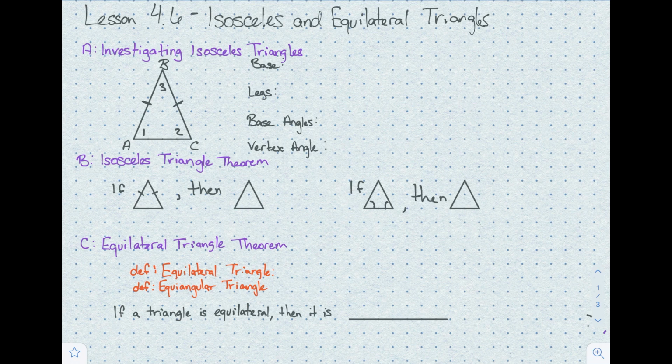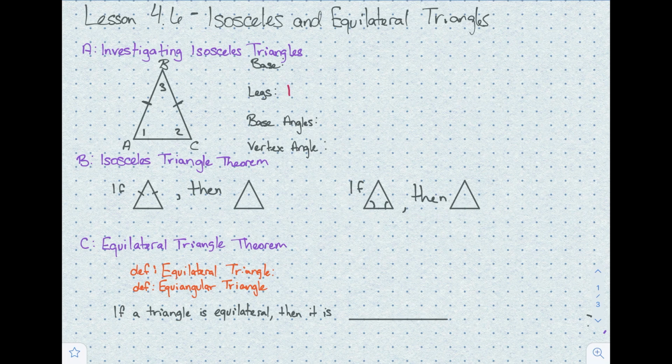In today's video, we're going to explore the special relationships among sides and angles inside isosceles and equilateral triangles. Before we get into that though, we need to discuss what an isosceles triangle is and some of the vocabulary around them. An isosceles triangle is a triangle with at least two congruent sides.